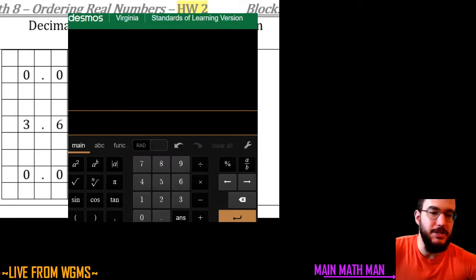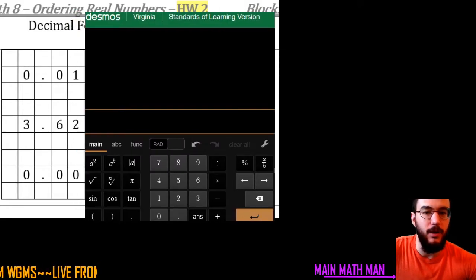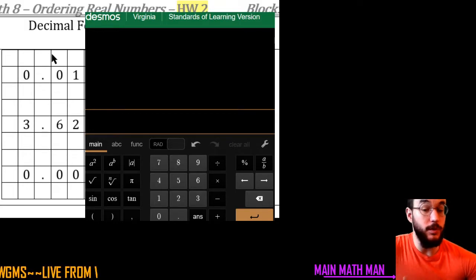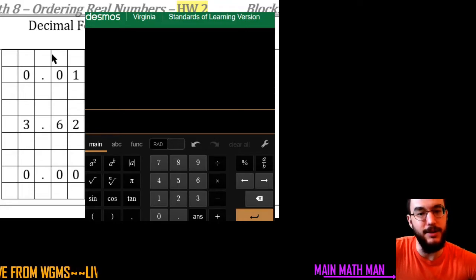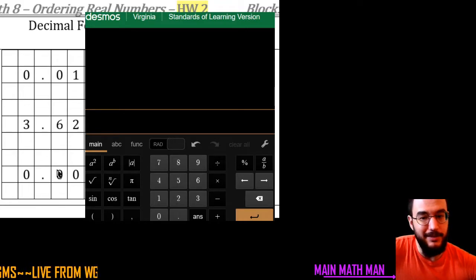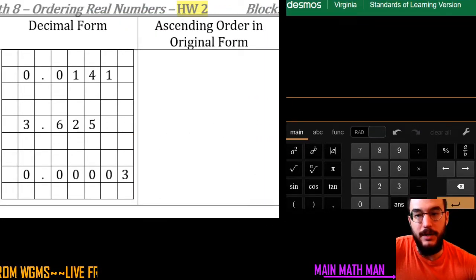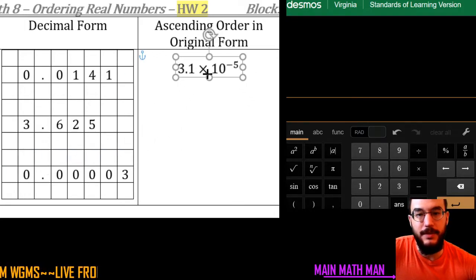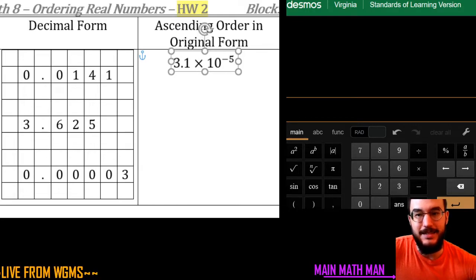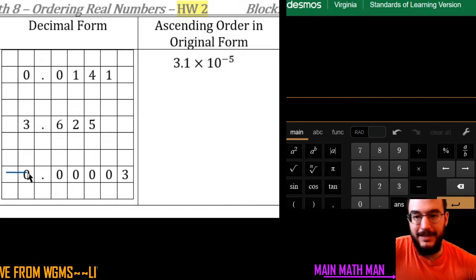Each time it's tied, I have to move it to the right one more time. Out of these three numbers, which one's the smallest? Or which one is the lowest price, if you want to think about it in terms of money? The one that has a 0 in it is going to be the least. So in original form, the lowest number is going to be this scientific notation one. I'm going to put this as the one that's least, and since I used it, I can cross it out.